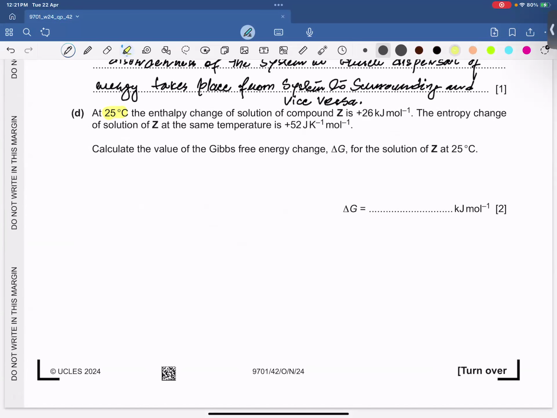At 25 degrees Celsius, the enthalpy change of solution of compound Z is plus 26 kilojoule per mole, which means this is delta H. The entropy change of Z at the same temperature is this. Entropy change is in joules, whereas delta H is in kilojoules, which means we need to convert joules into kilojoules, and for that I need to divide by 1000. Calculate the value of the Gibbs free energy change for the reaction of Z at 25 degrees Celsius.